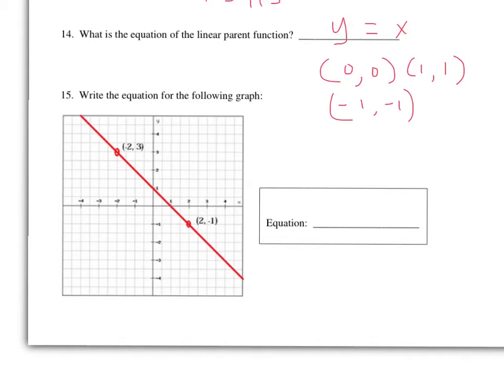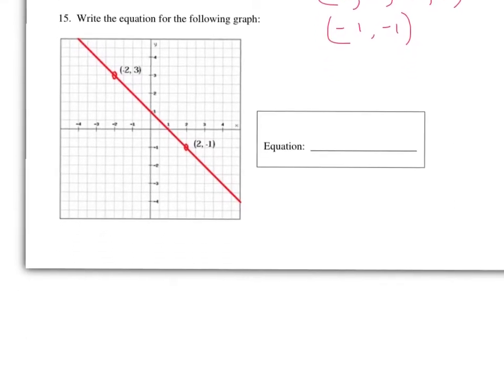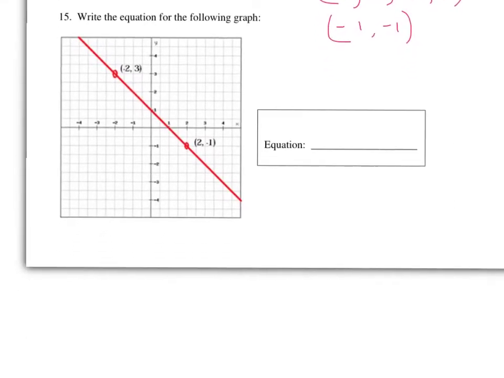Number 15, write the equation for the following graph. Okay, for all things we need an m and a b to write an equation for a line. B is where it crosses the y-axis, so it crosses at 1. And the slope is the change in y over the change in x. I can see that this is a negative sloped line, so my m is going to be negative. And if it's negative, that means I'm going down, so I'm going to go down first.